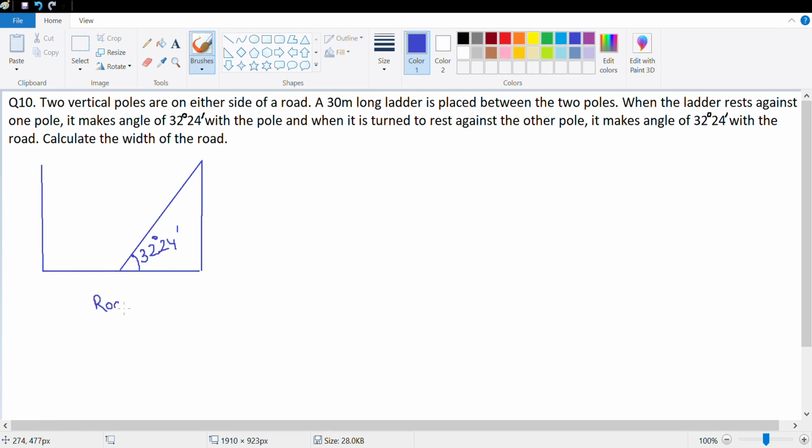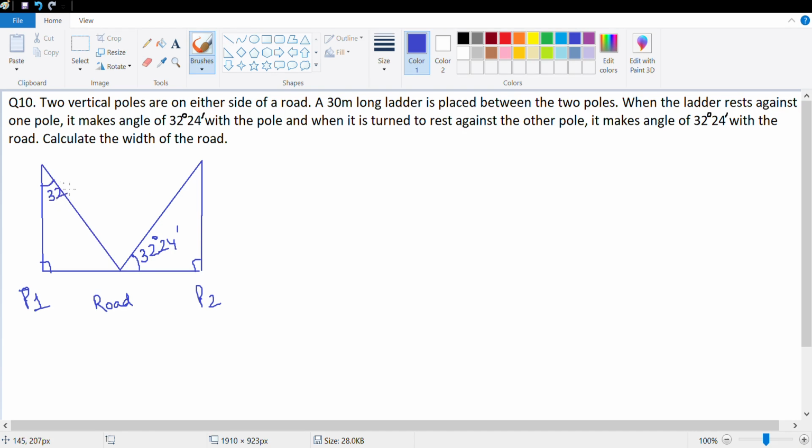So this is my road, this is 90 degree, this is 90 degree, this is pole 1, sorry, this is pole 1, this is pole 2. So in one place it makes an angle of 32 degree 24 minute with the pole. Okay, so here it's making an angle of 32 degree 24 minute with the pole.